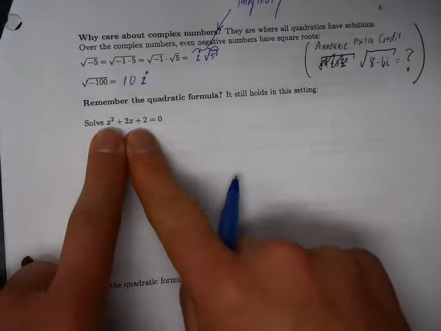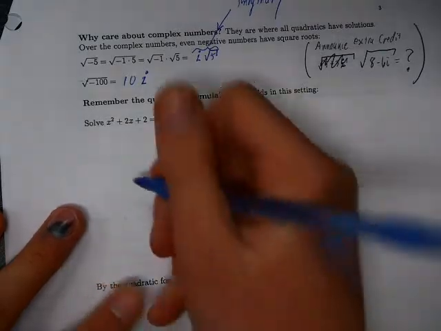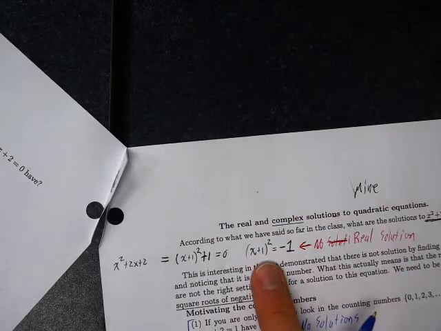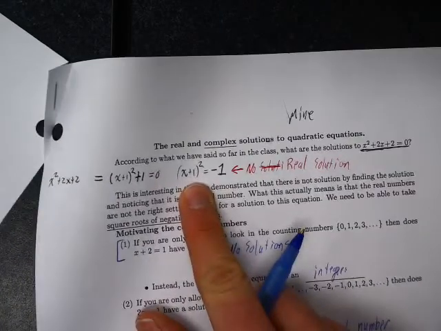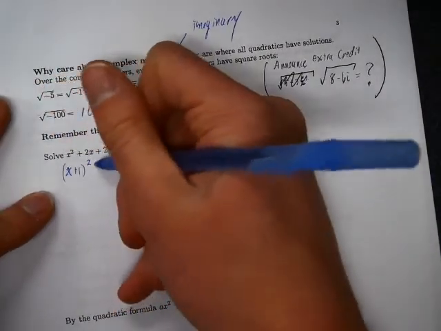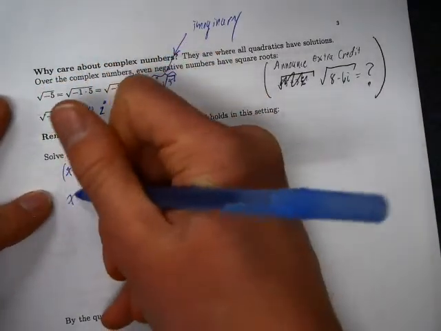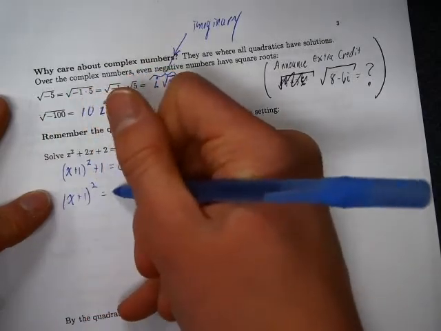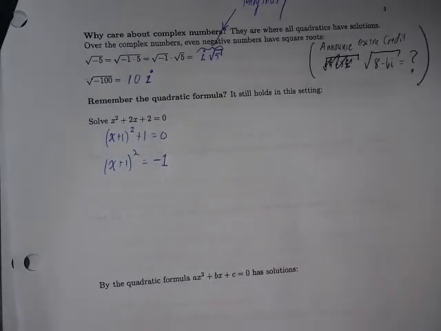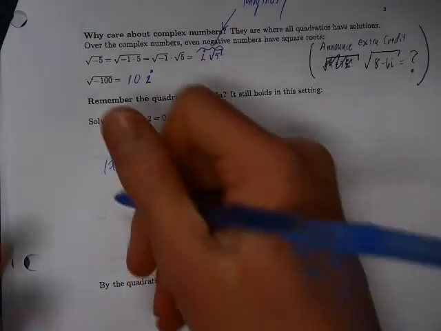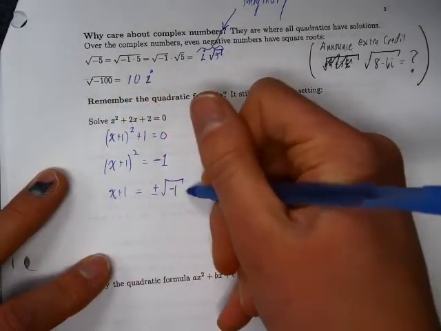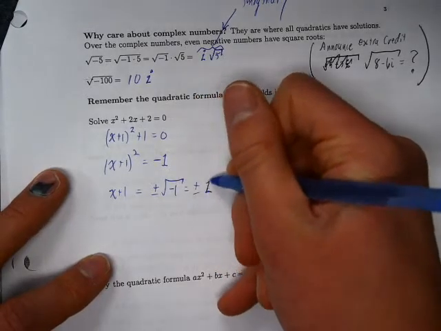If we want to find the solutions to this using, let's use the technique from the front page. We did it by completing the square. So we rewrote that as x plus 1 quantity squared plus 1 equals 0. So x plus 1 quantity squared equals negative 1. And let's move that square to the other side, because now I can take the square root of a negative. I'll get x plus 1 equals plus or minus the square root of negative 1, also known as plus or minus i.